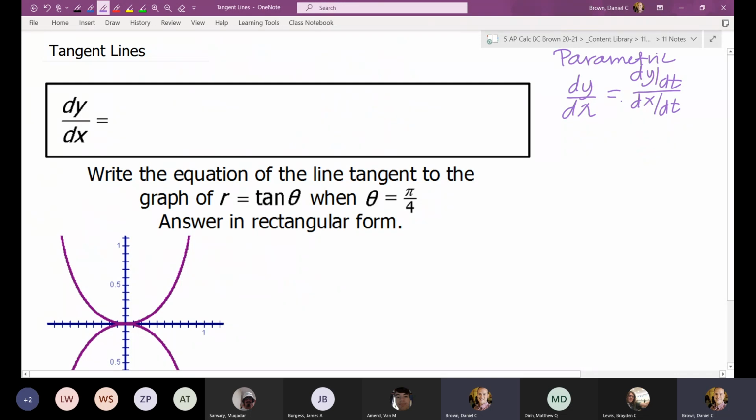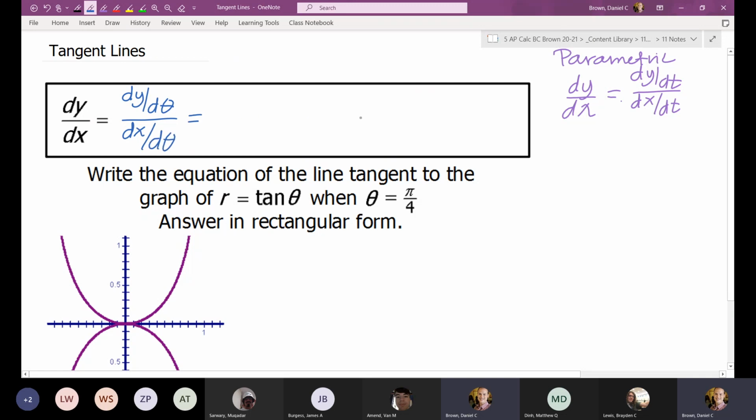The other one, theta, right? So we plug in the theta to get the r. So how do we think about dy dx in polar form? Its formula is dy d theta over dx d theta.